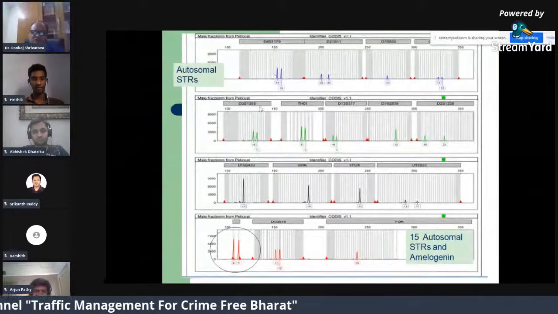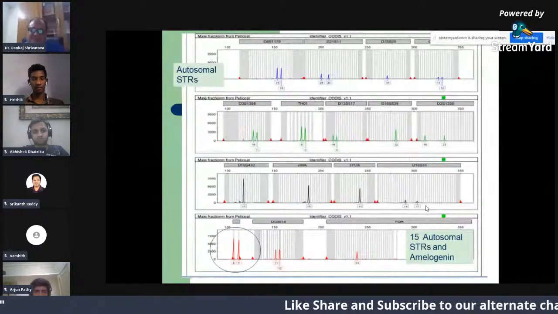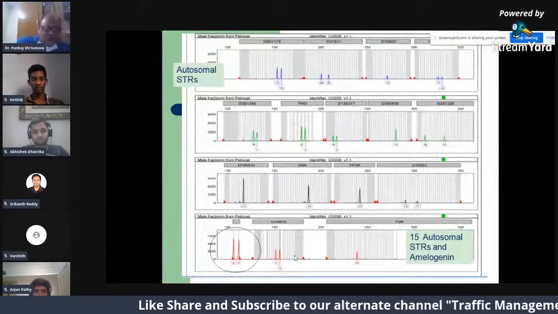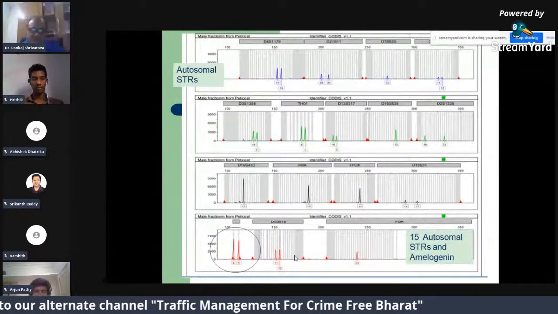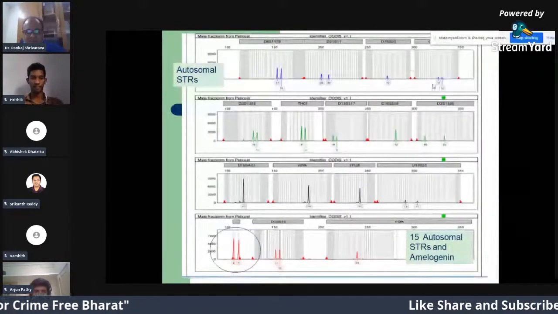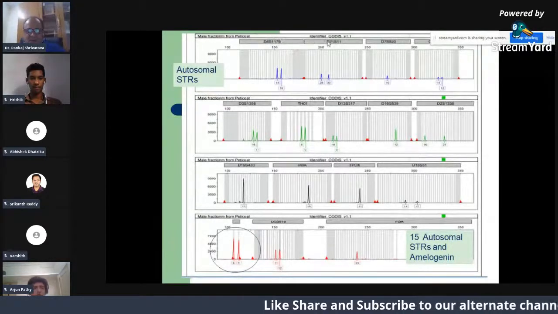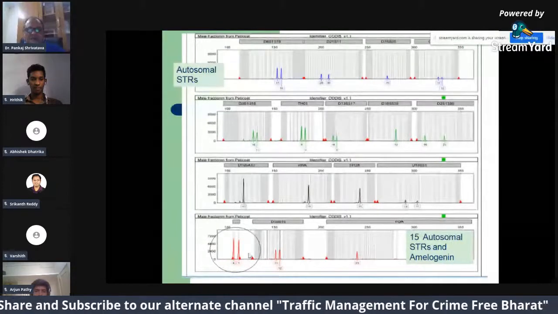So this is autosomal STR profile, which is most practiced STR marker. STR is the technology of today, which is practiced globally in forensic DNA work. Okay, so now out of these are different markers like this one, this one, this one. Okay, so these are different markers, and this particular marker is sex determining marker or amelogenin marker.